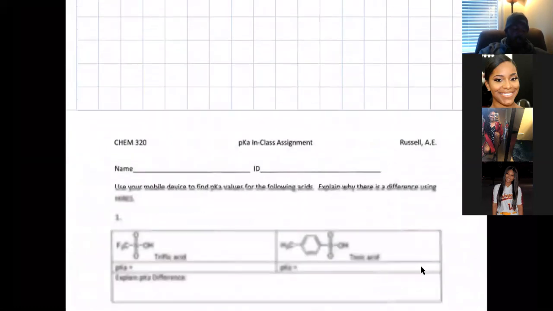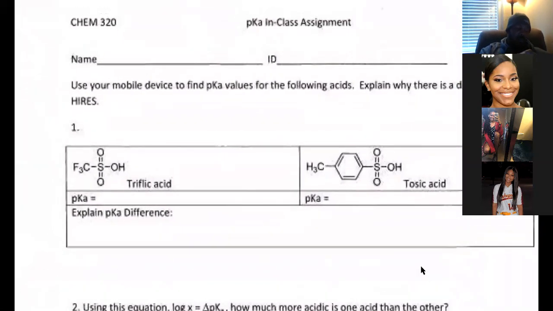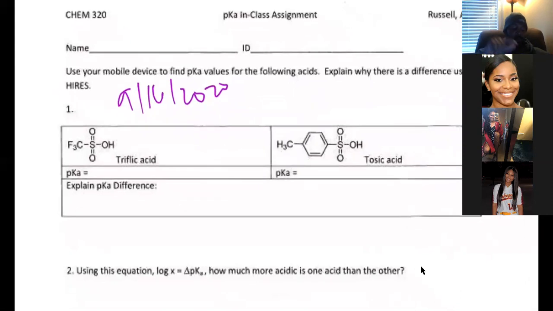Let's jump on to this worksheet right here. Let me put the date up here so when I post the notes, you'll know where we were. All right. So this is a great way to finish this out because all of the topics are in here, like the equilibrium prediction, the difference in acidity, all wrapped up in this assignment right here.